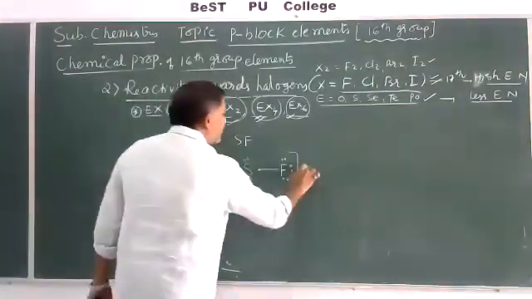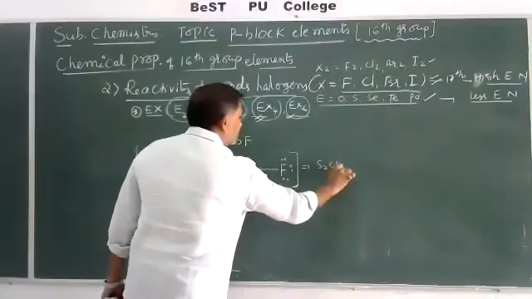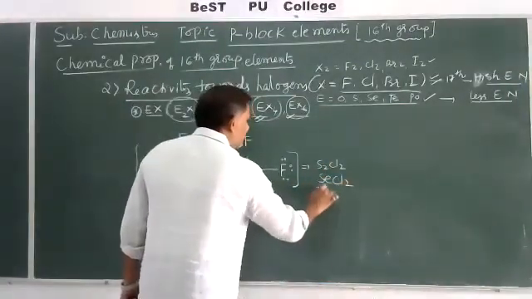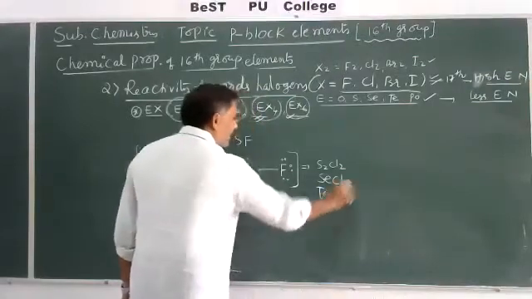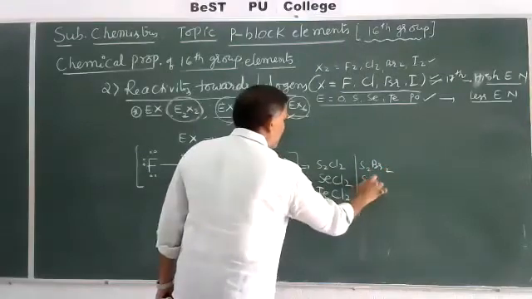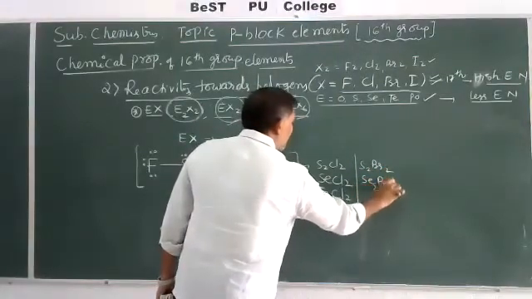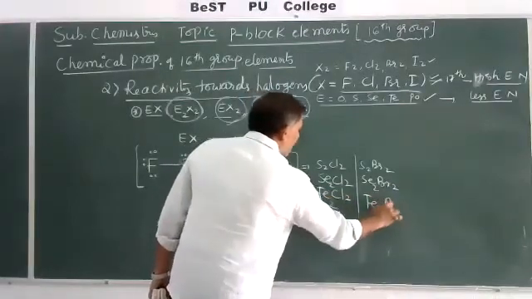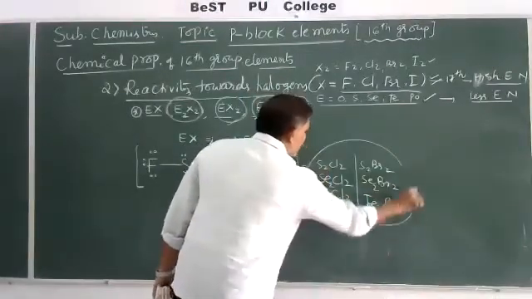Then it forms compounds like S2Cl2, SeCl2, TeCl2, S2Br2, Se2Br2, Te2Br2. These are some important examples.